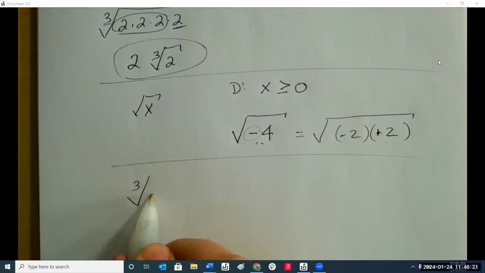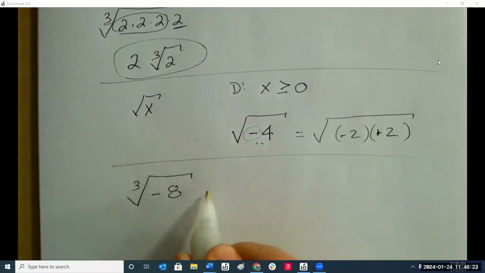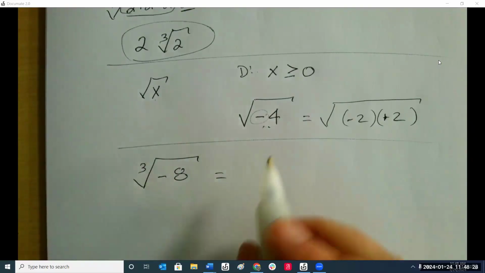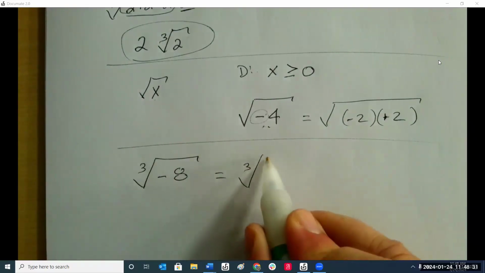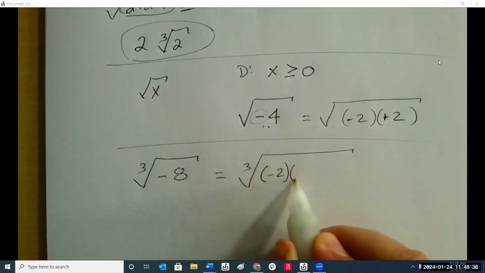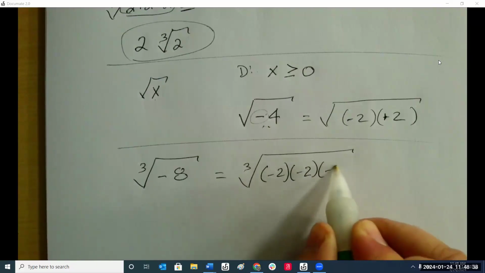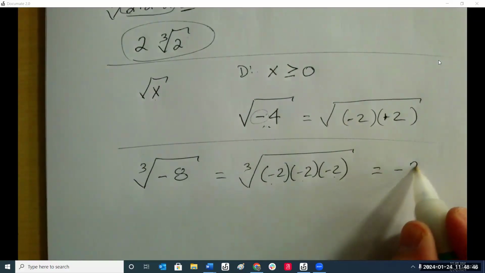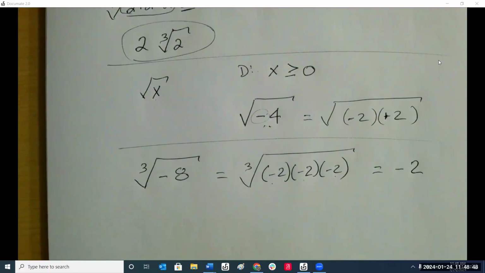But how about the cube root of -8? Can we have negative 2 times 2 times 2 is 8? Can it be negative? Yes. So the answer here is -2. So the domain of this equation is all real numbers, positives, negatives, and zeros.